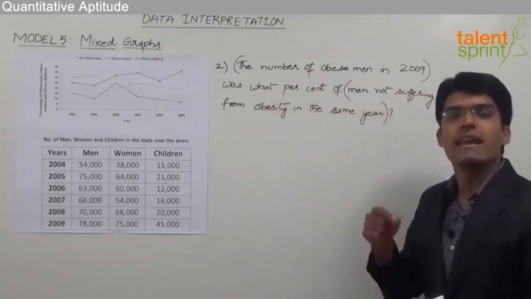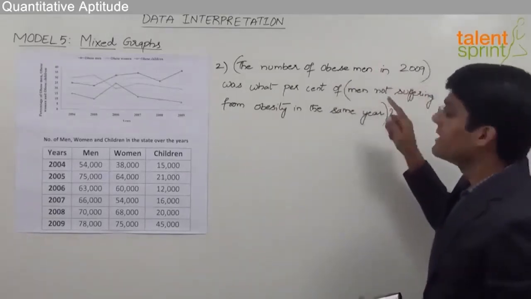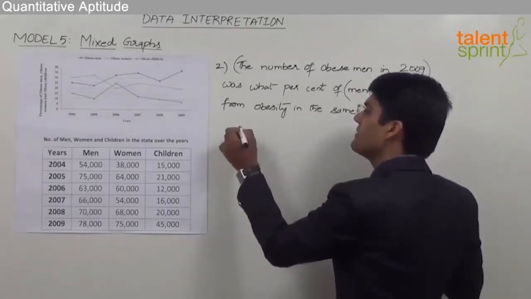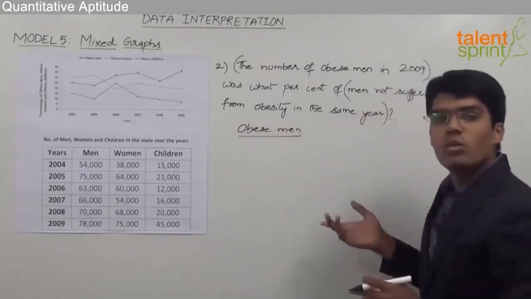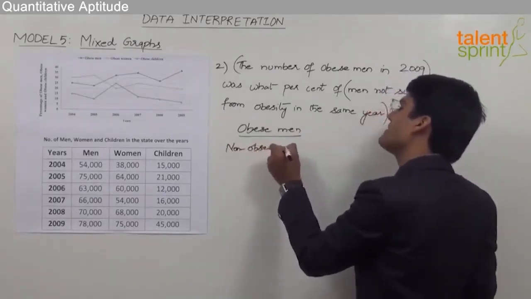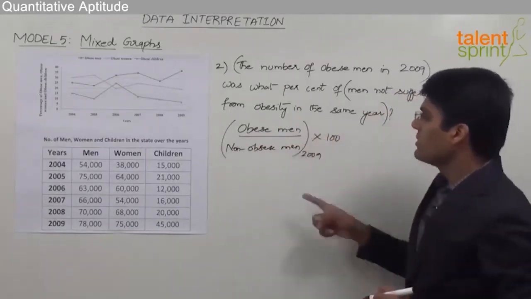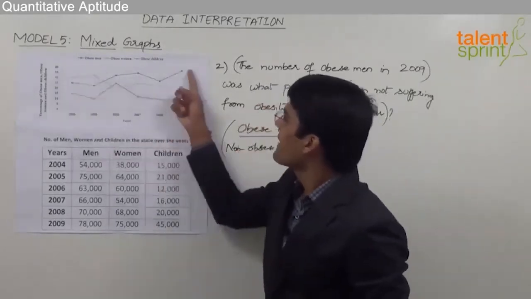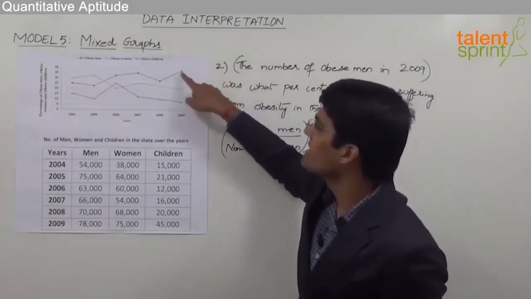So X is what percent of Y, we know, should be taken as X by Y into 100. So X here is obese men in 2009 and Y is the men who were not suffering from obesity in 2009. Let's take it as non-obese men. So obese men by non-obese men for the year 2009 into 100. Now we know that the obese men in 2009 will be equal to 37.5%. We find that this particular point here is between 35 and 40. So it can be taken as 37.5.